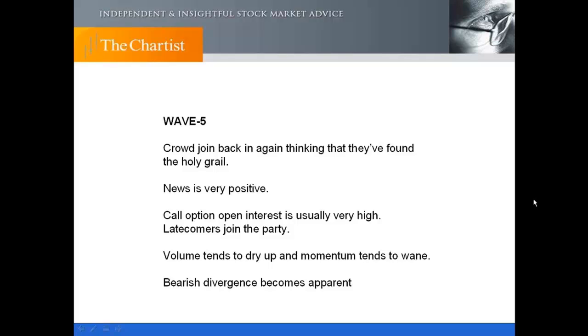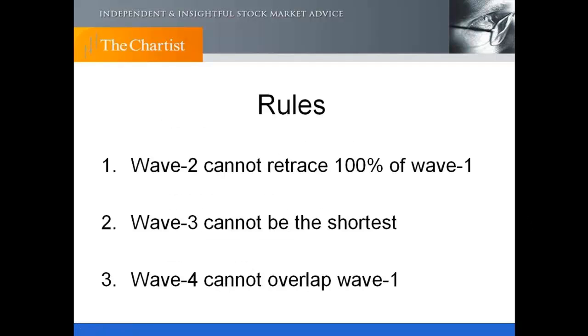Latecomers join the party. Now, the interesting thing here is volume actually tends to dry up. We tend to get this big flattening top kind of pattern occurring. Momentum tends to slow down significantly, and a lot of the time, especially on individual issues, we tend to get quite significant bearish divergence coming into play. So that's a wave 5.